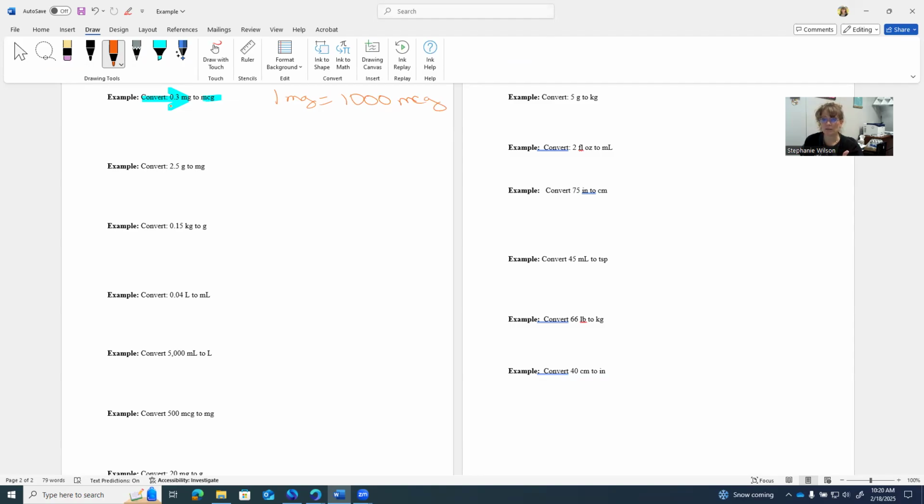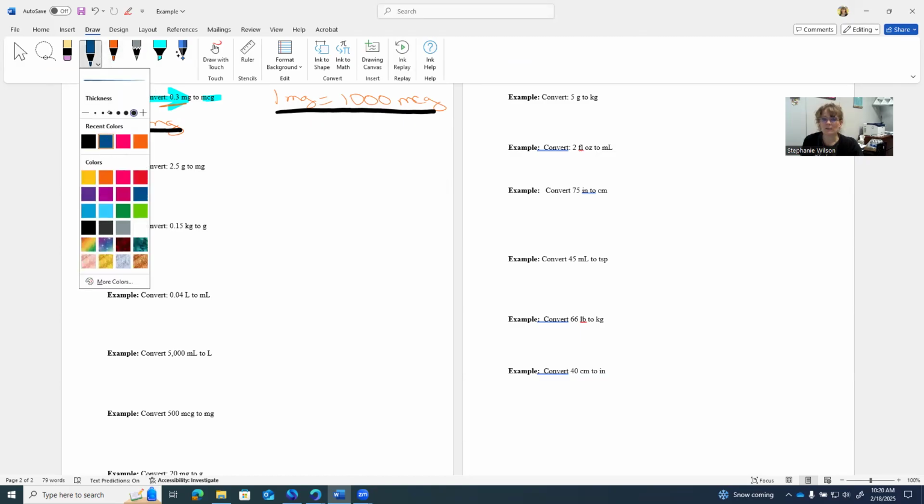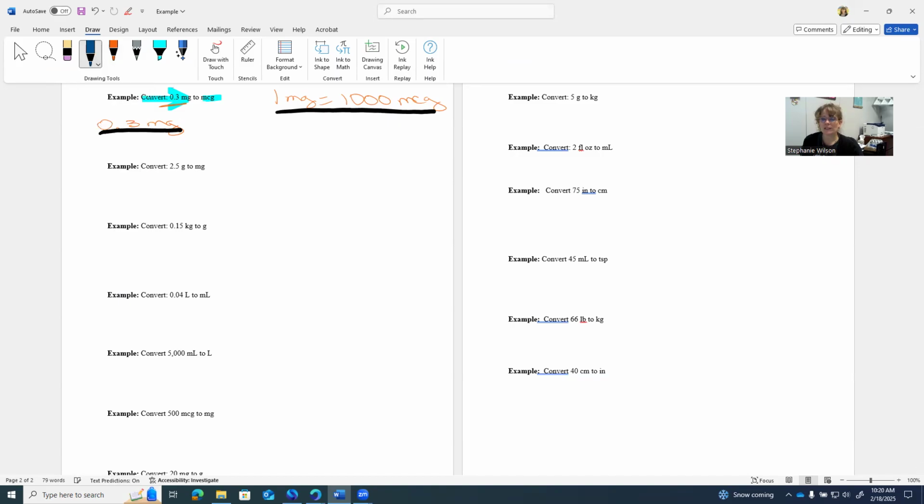I'm going to start by using what's given, which is 0.3 milligrams. Whatever I divide by is going to be the part that has the same unit, because we want the units to reduce with each other. We want them to go away. So I will divide by that 1 milligram, and then I'm going to multiply by the 1,000 micrograms.